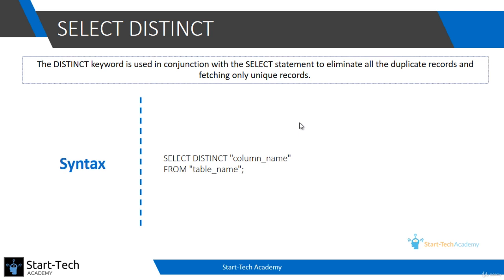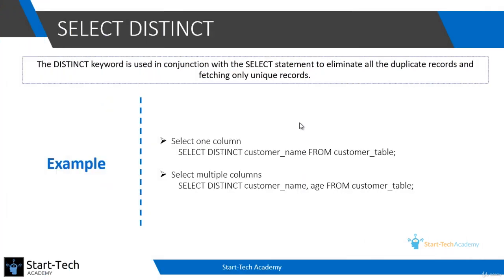Distinct keyword will eliminate all the duplicate records and it will fetch only unique records. This is the syntax for distinct command. Select distinct, mention the column names, one or more, and then write the keyword from and mention the table name. Let us see an example. To retrieve only a single column with customer's first name, we will write select distinct customer first name from the customer table. To get multiple columns, we will write first name and age and get it from the customer table.